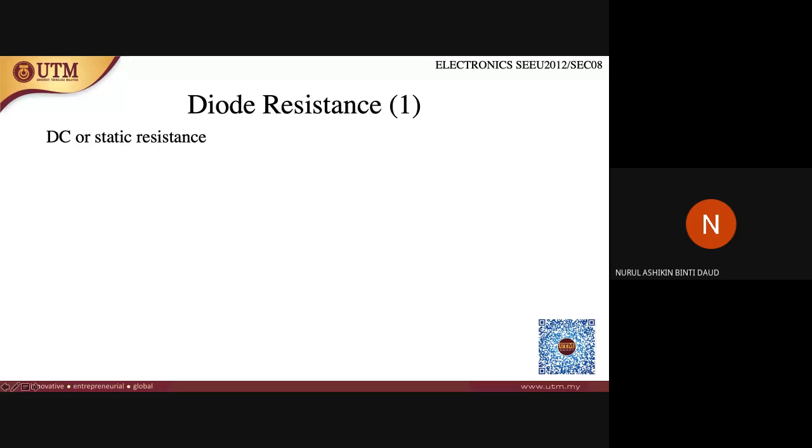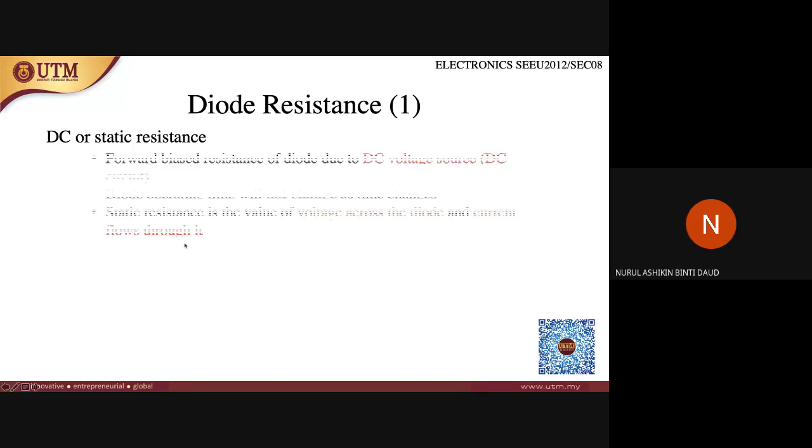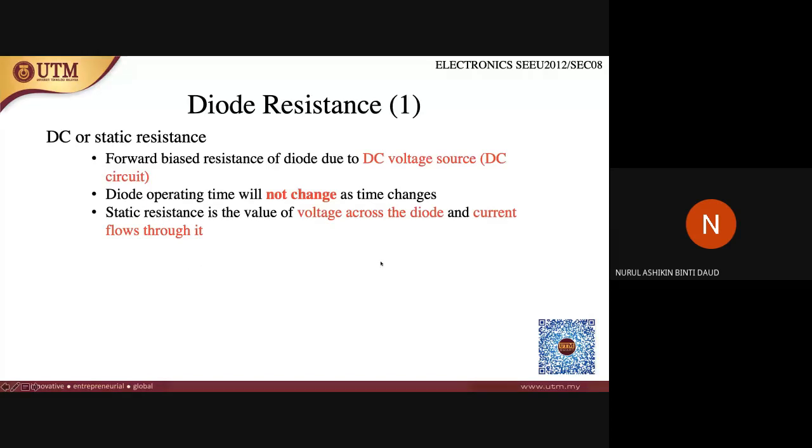First of all, DC or static resistance happens when the circuit is connected to a DC voltage source. DC stands for direct current, which means the flow of current is in only one direction. Only one direction of current is allowed. So when current flows in only one direction, the charge flow is also the same.